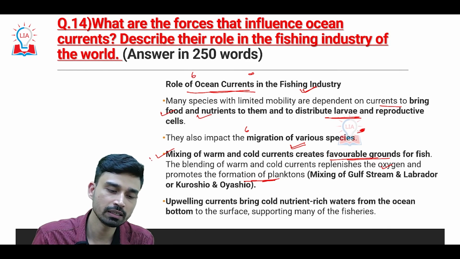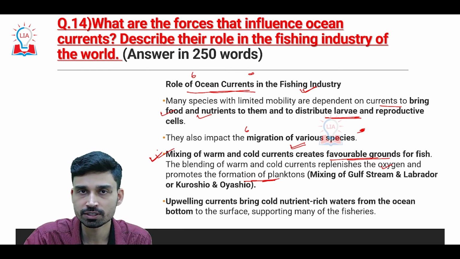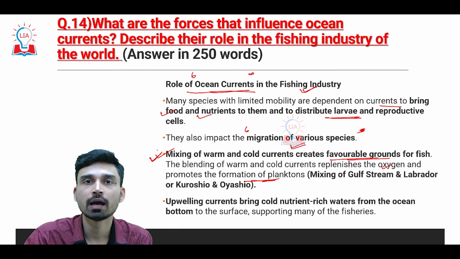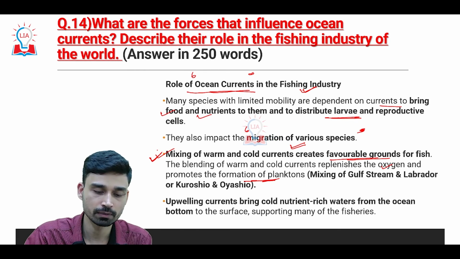So that is why the density of fishes, or the population of fishes, is quite higher in these areas, and that is the reason you can see the commercial fishing is very well developed near the Newfoundland region of Canada as well as near the Japanese harbor.